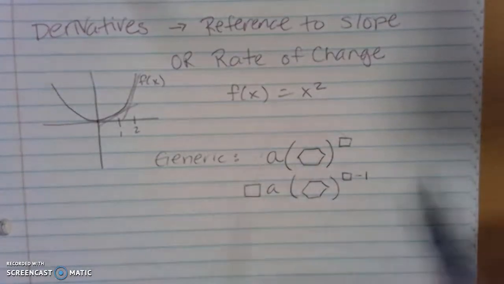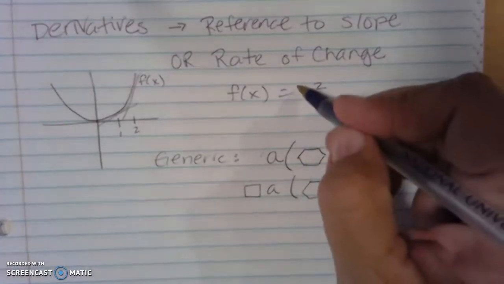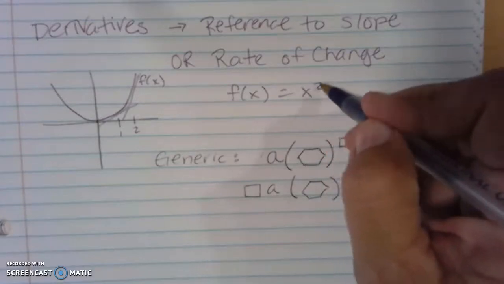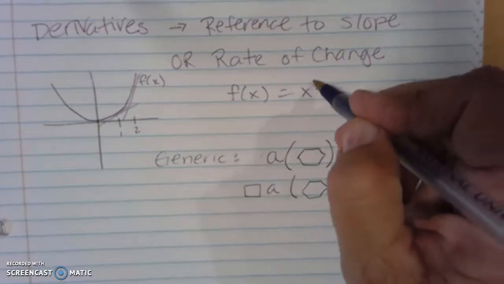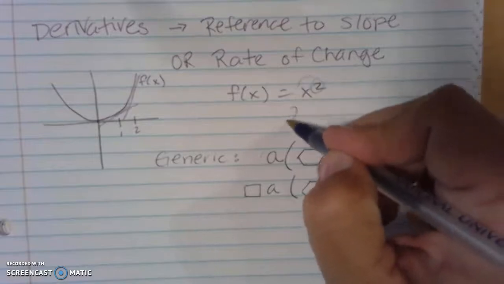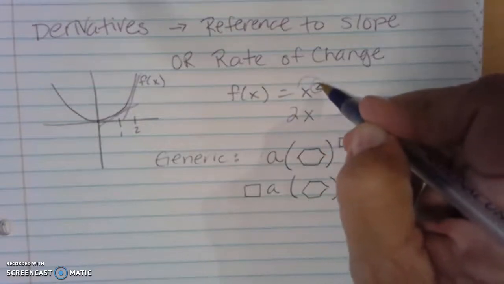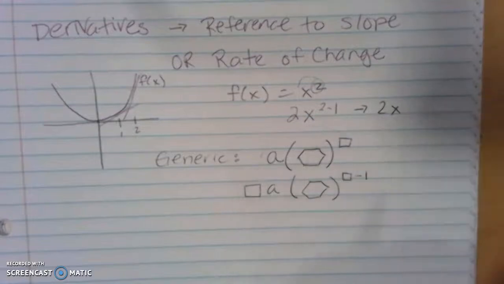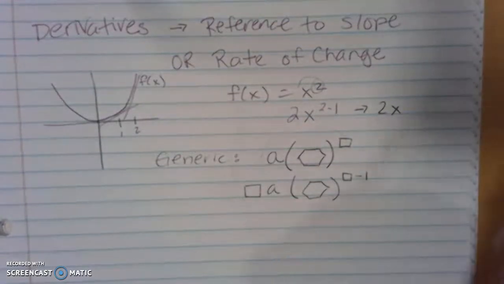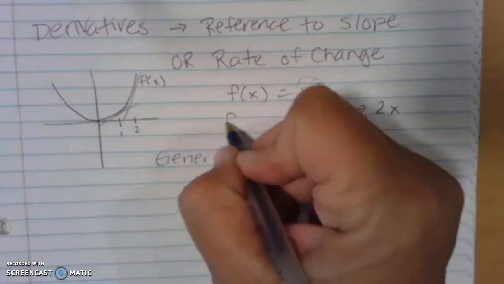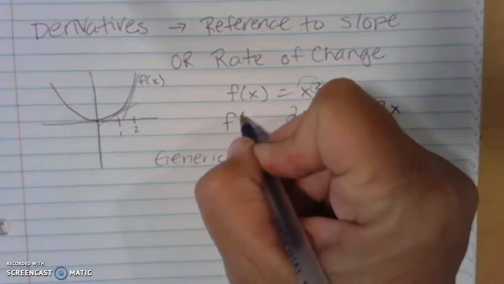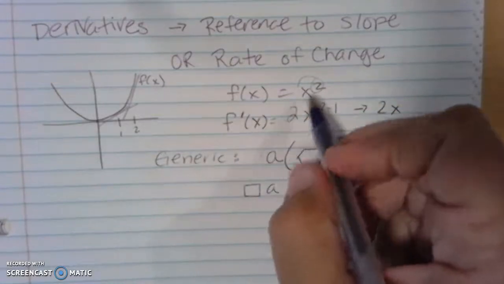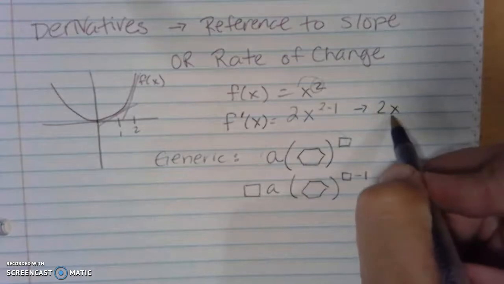So when I apply that to here, the number in front is a 1. That's my A is 1. My pentagon is the x, and the power, I'm just going to take this 2 and move it to the front. 2 times x, and now this exponent is going to become 1 less. So the answer is going to be 2x. So if I want to know what the slope is, this is called the derivative. You put the little prime symbol there. The derivative of x squared is 2x.